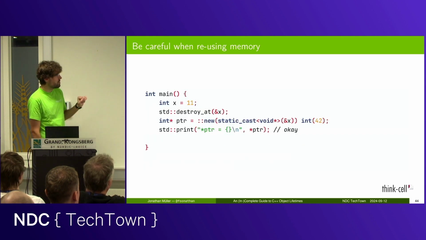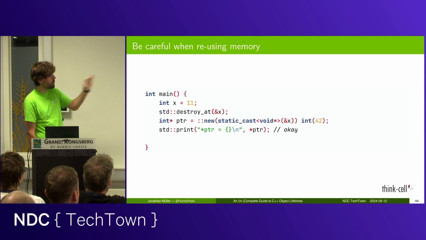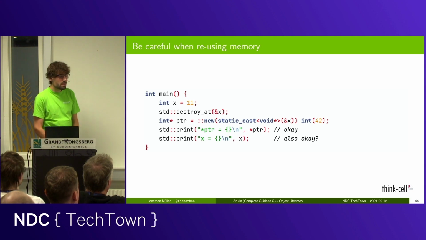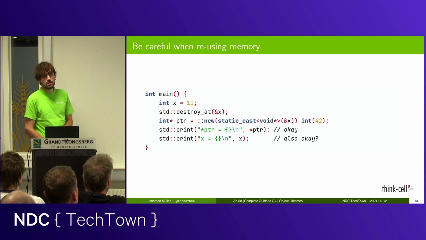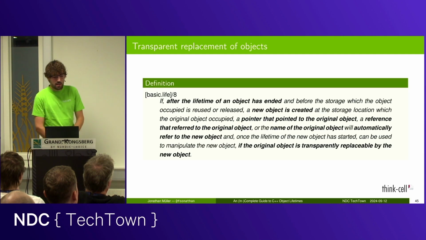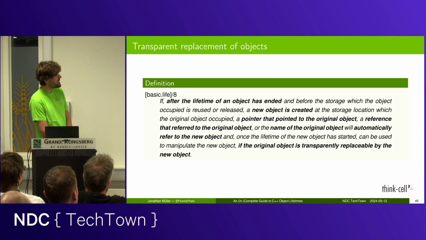Now this code works. We've got an int, we destroy it, we put something new in there, we use the new pointer. What happens if we now use the original object? Does this also work? Well, the answer is, it depends.